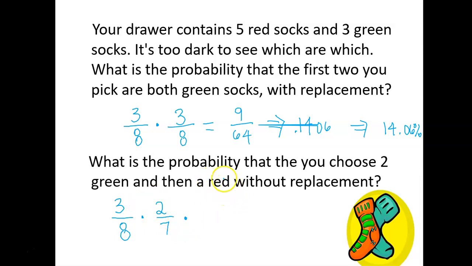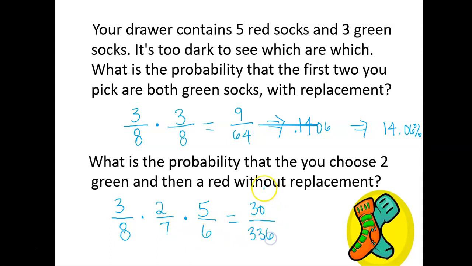The third draw would be red. There are still 5 red socks in the drawer, but there are only 6 socks. So that would be 3 eighths times 2 sevenths times 5 sixths. Go ahead and multiply the tops together. So that would be 30. And then 8 times 7 times 6 is equal to 336.